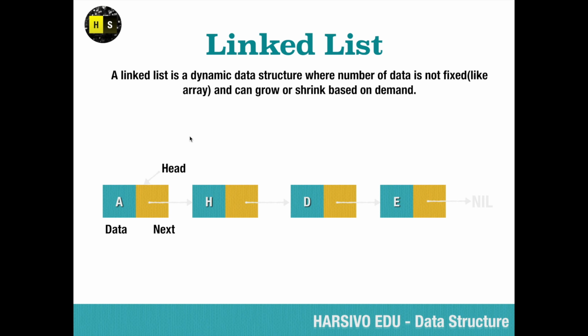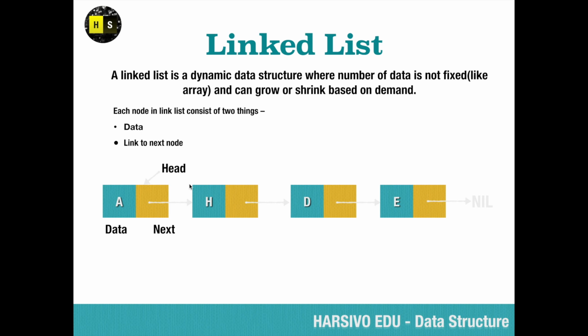If you want to add more elements in an array, that is not possible because it is a static data structure. Whereas linked list is a dynamic data structure in which you can add or delete elements as per your demand. So each node in a linked list consists of two things. One is data and another is a link to the next node.